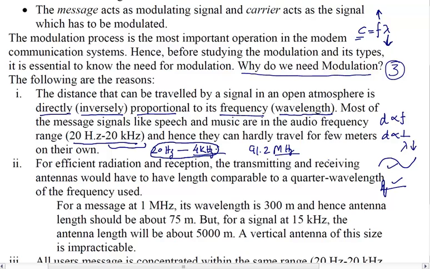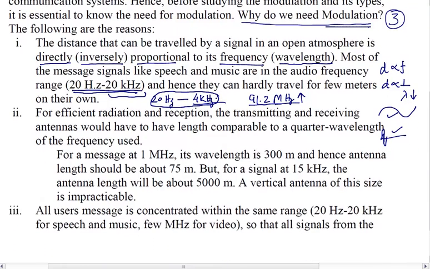So that is one of the reasons why we want to do modulation, and that is to increase the frequency of our signal, because our signal is generally in this frequency range of 20 Hertz to 20 kilohertz. We want to increase the range of the frequency, so we take it to this particular carrier frequency of 91.2 megahertz. Okay, so that is one of the reasons.